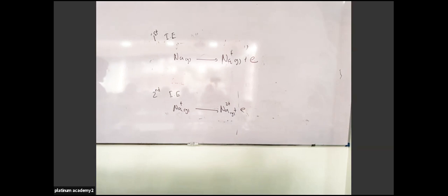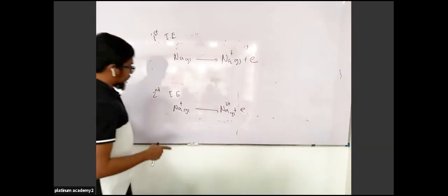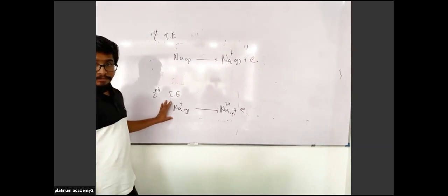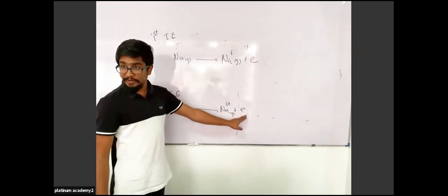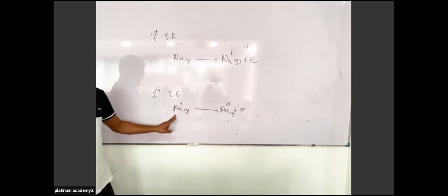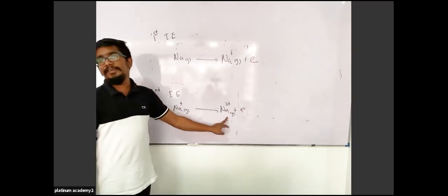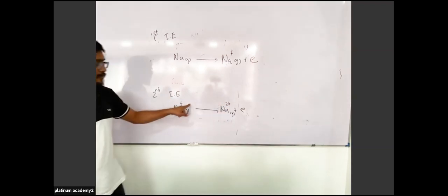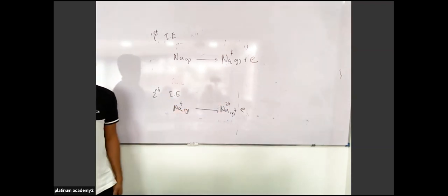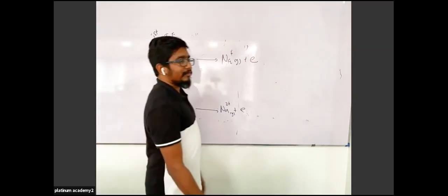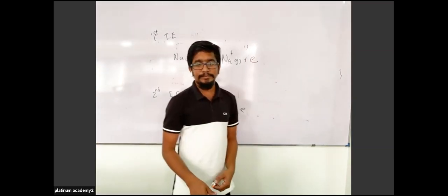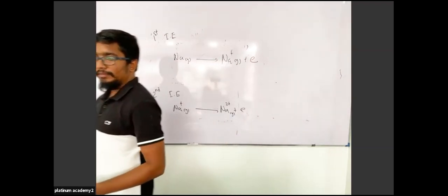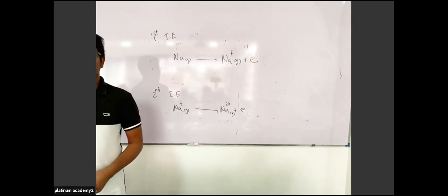Now we know the second ionization energy reaction, right? You remove 1 mole of electron from the unipositive gaseous ion. So it is the energy required to remove 1 mole of electron from unipositive gaseous ion to form dipositive gaseous ion. This is known as dipositive, this is unipositive. Can you write down the definition then?